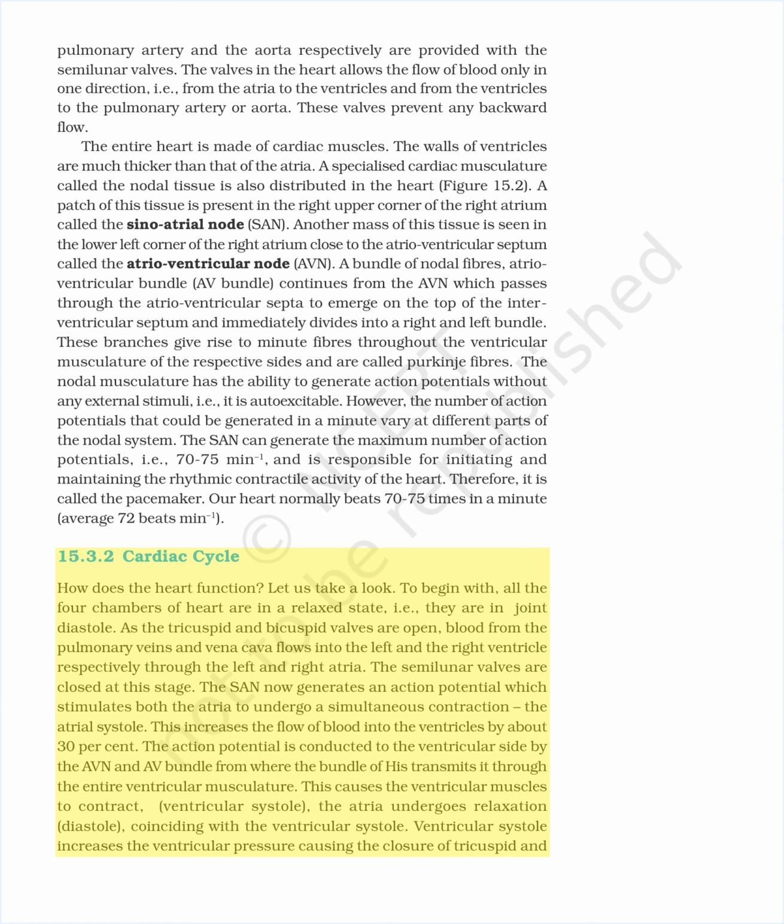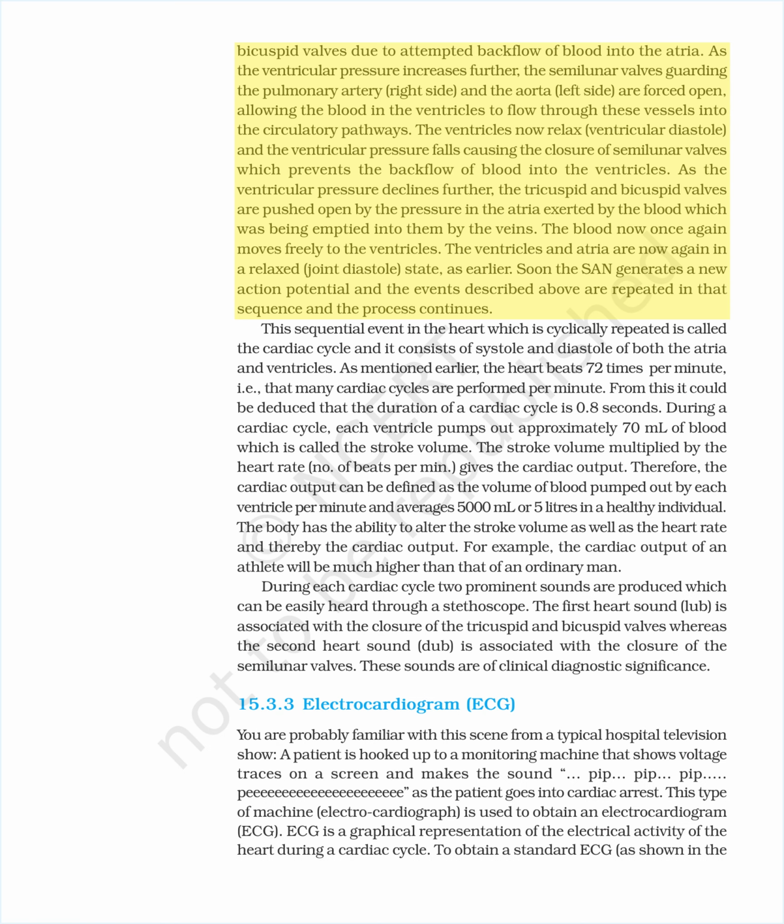Ventricular systole increases the ventricular pressure, causing the closure of tricuspid and bicuspid valves due to attempted backflow of blood into the atria. As the ventricular pressure increases further, the semilunar valves guarding the pulmonary artery, right side, and the aorta, left side, are forced open, allowing the blood in the ventricles to flow through these vessels into the circulatory pathways.